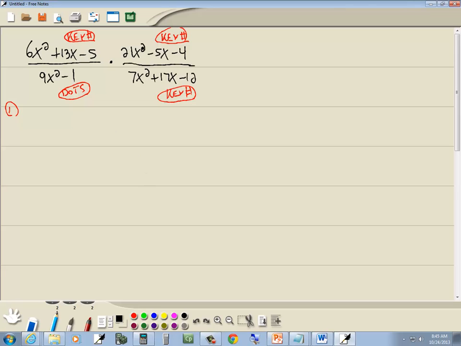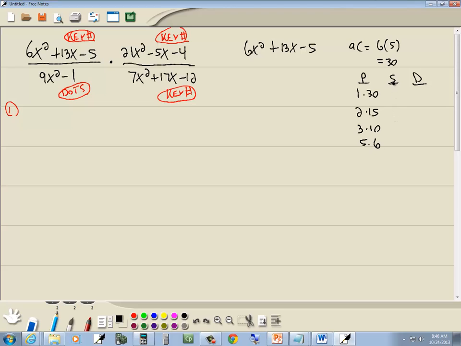Well, let's look at our first one here. So we've got 6x squared plus 13x minus 5. Key number: we take the number at the beginning times the number at the end, ignoring signs. So we've got 6 times 5, which gives us 30. Come up with our three columns. The P column, we list all the products that give us 30. We've got 1 times 30, 2 times 15, 3 times 10, 5 times 6.